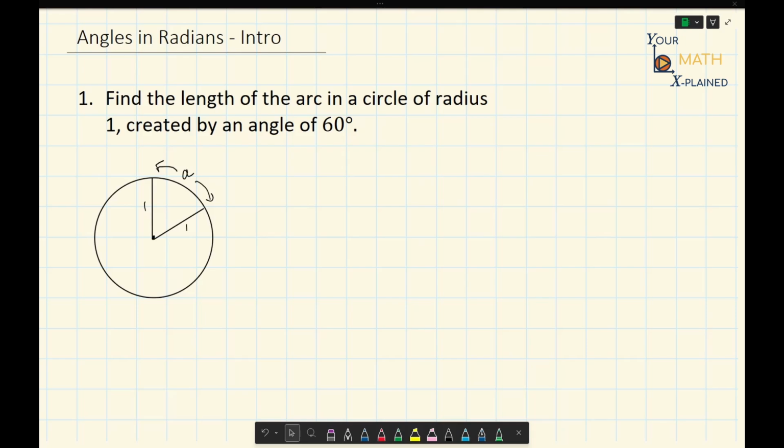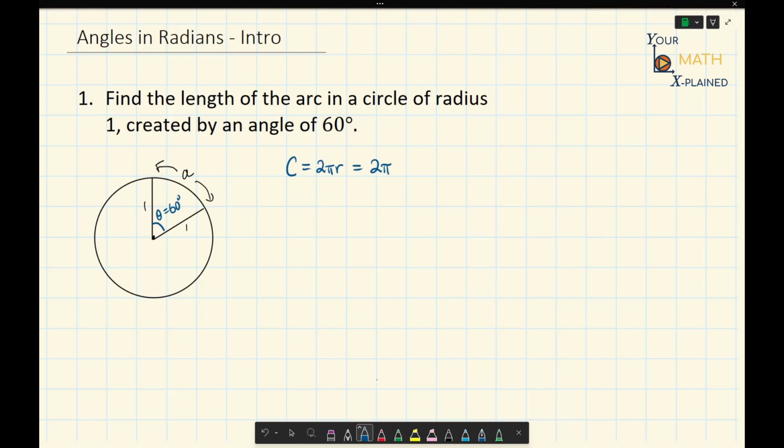And we're going to do that through this example here. We want to find the length of this arc in a circle of radius 1, and it's created by an angle of 60 degrees. So this angle here, let's call it theta, is equal to 60 degrees. So we know that the circumference of a circle is 2 pi r. And since the radius here is 1, the circumference here is 2 pi. So we can use proportions to find the arc length here.